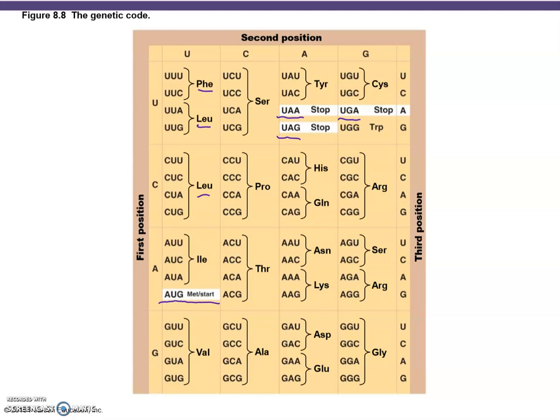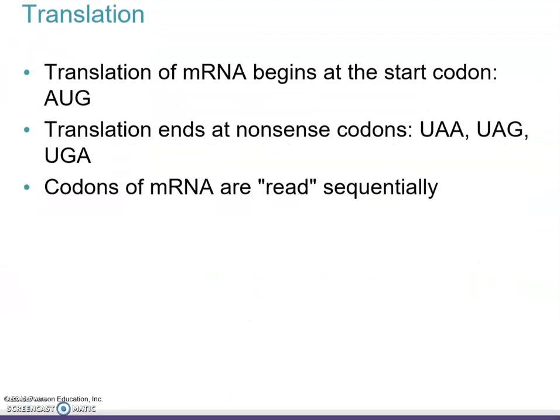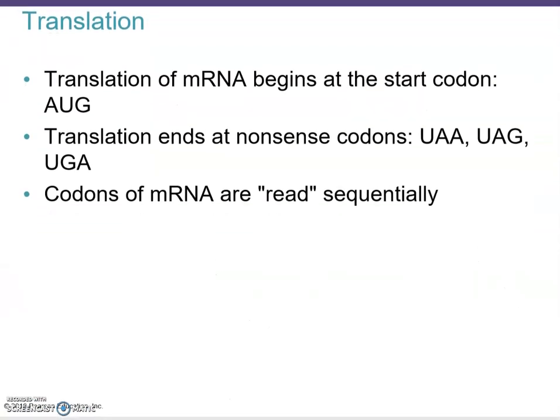The genetic code is universal across all species of life on planet Earth, and there are very, very, very few exceptions. There are some variants, but for the most part, the genetic code is considered universal across all forms of life on planet Earth. So now we're ready to move on to translation.